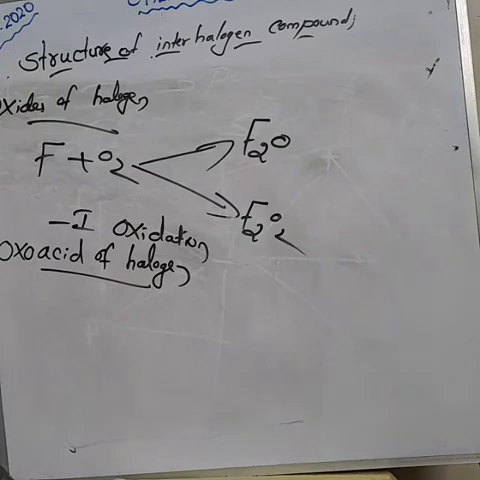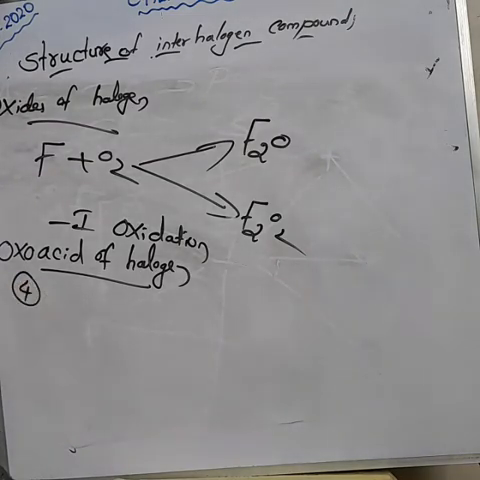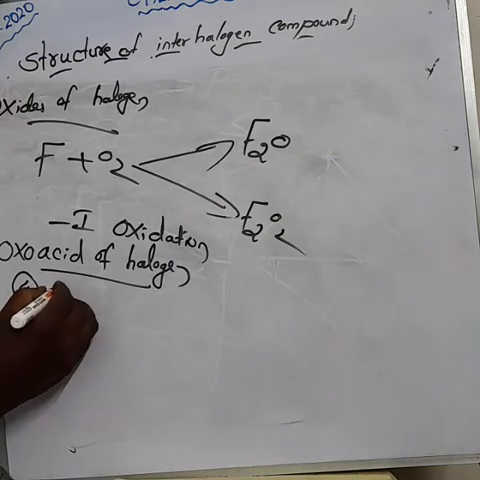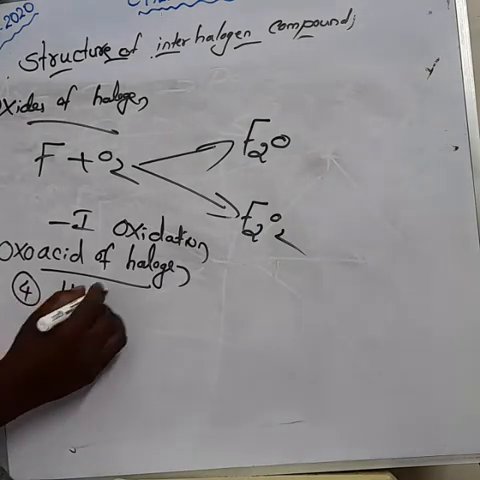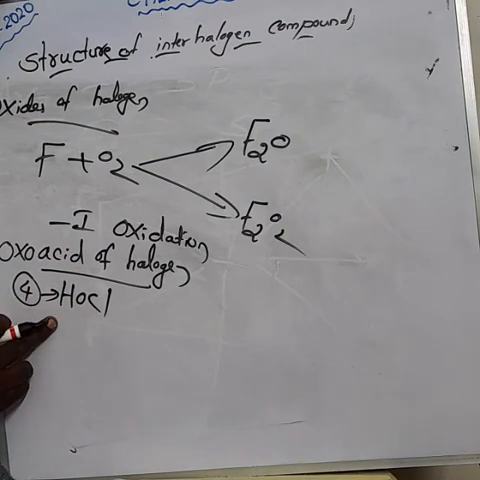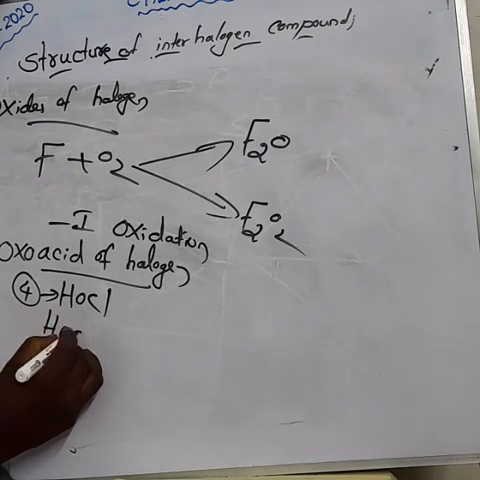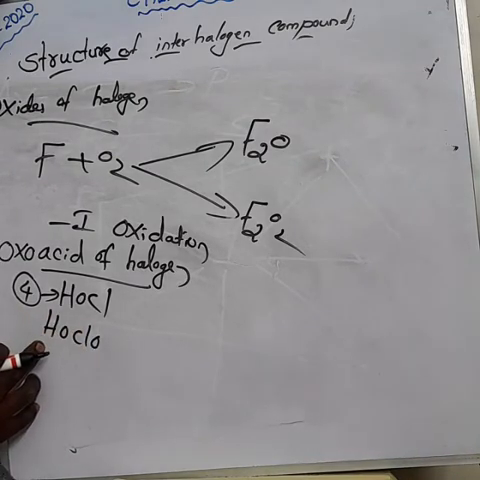Here, one important point is that we are taking chlorine. Chlorine forms 4 types of oxoacids of halogen. The 4 types are, namely, hypochlorous acid, the formula is HOCl. The second one is chlorous acid, the formula is HOClO.